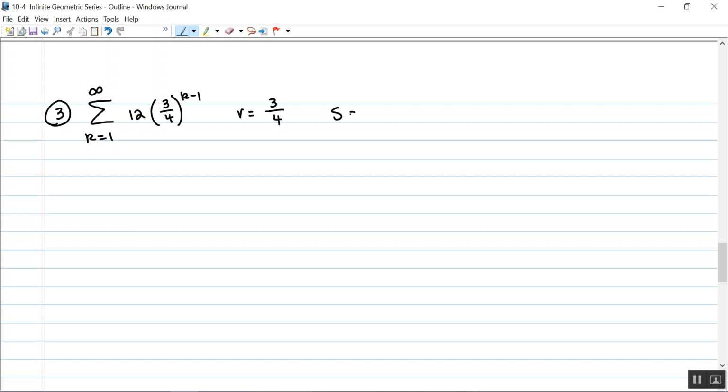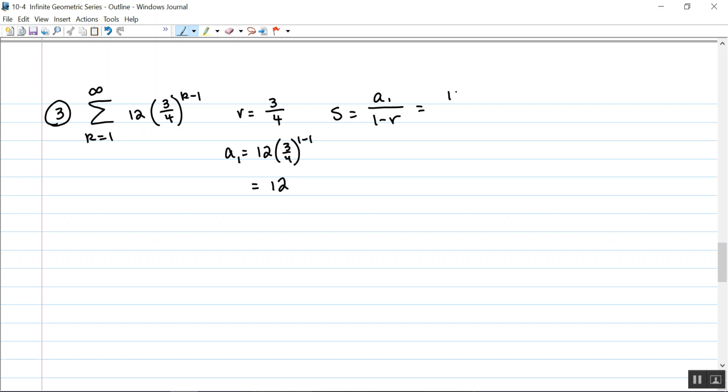So using my formula, S equals a sub 1 over 1 minus r. I need to figure out what a sub 1 is. So a sub 1 is what I get when I put my first value of k into this formula here. So 12 times 3/4 raised to the 1 minus 1, or 12 times 3/4 to the 0. 3/4 to the 0 is 1. So my first value, a sub 1, is 12.